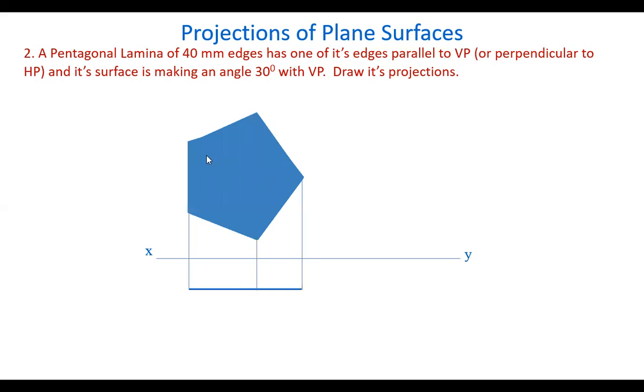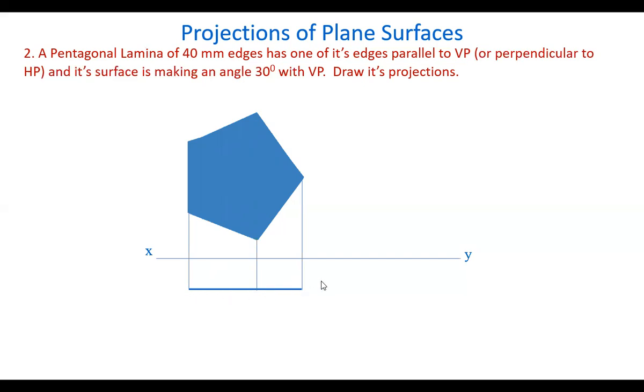So in the first position, the plane is taken like this, parallel to the VP at some distance in front of it. So in the front view, we see the true length and the true shape of the polygon, that is the pentagon. Now, in the top view, it appears like a surface of negligible thickness. So in the top view, we see it as a line.